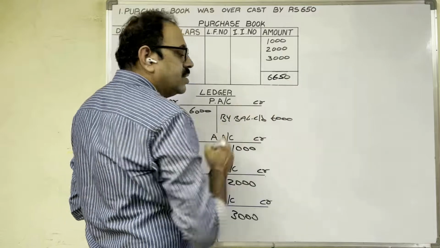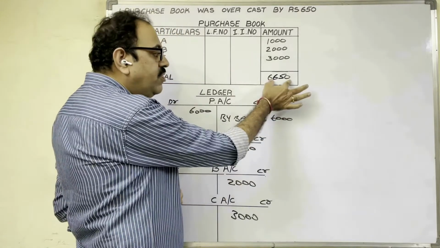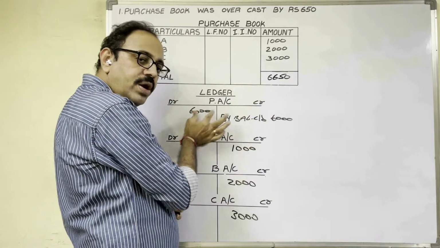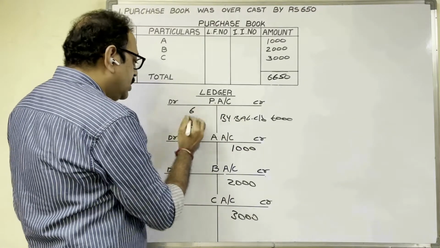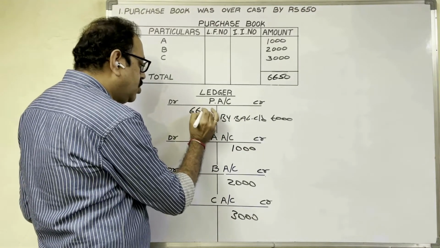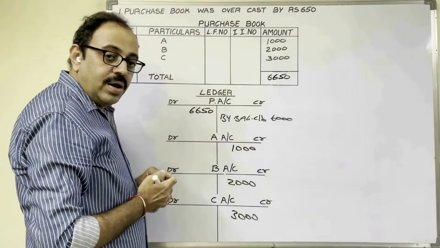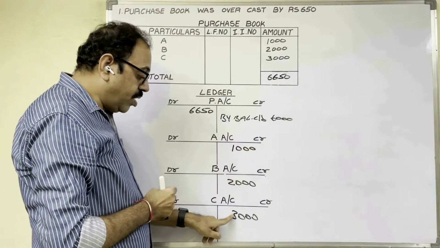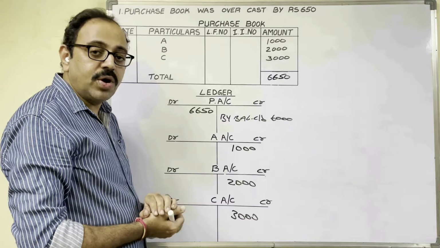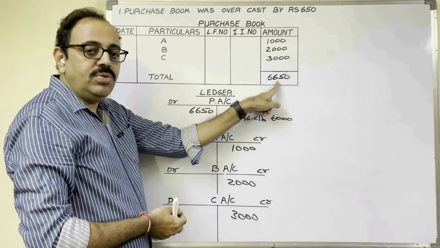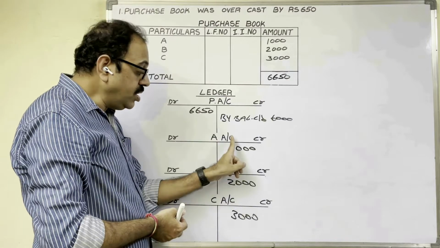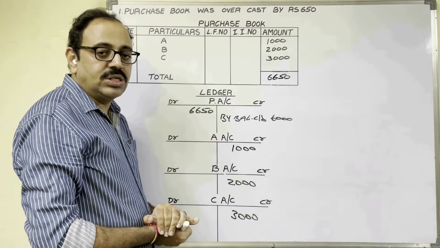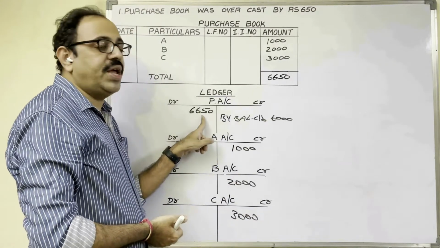This was a mistake. Then the total we take in the purchase account on the debit side. So instead of 6,000 rupees, they debited 6,650 here. And in the individual accounts there is no mistake, because the mistake is in the totaling. So this error affects the purchase account but not the individual suppliers' accounts.